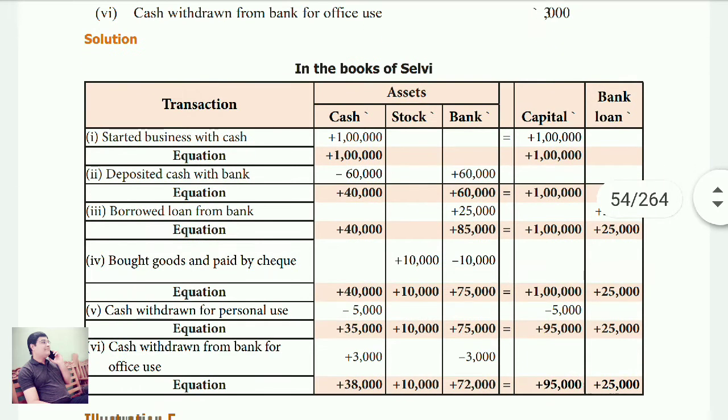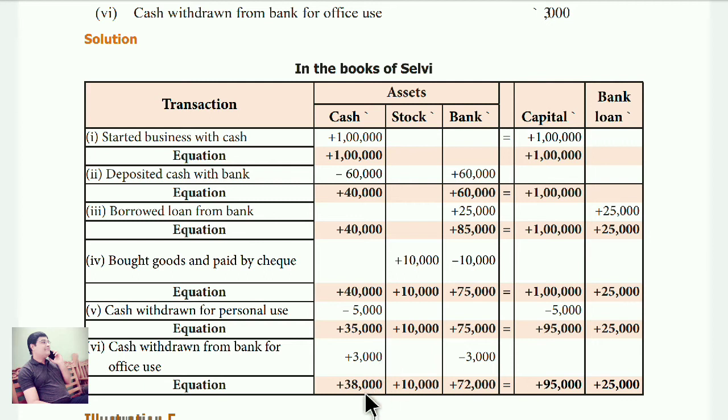Next, see the sixth adjustment. Cash withdrawn from bank for office use 3,000 rupees. So when you withdraw from the bank amount will be less and cash will be plus. So whatever comes in is added, whatever goes out is less. So cash increases, so it is add, and from the bank we are getting the money, so it is less. So plus 3,000 in cash, less 3,000 in bank.